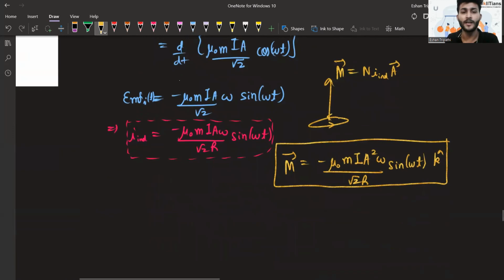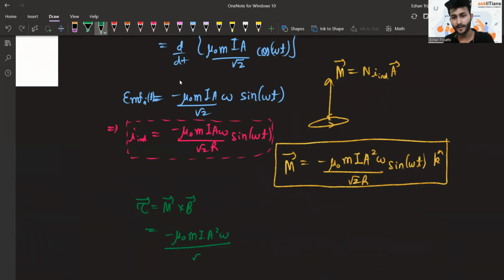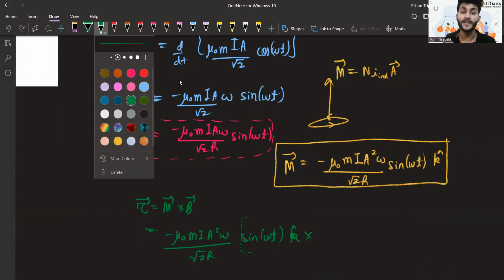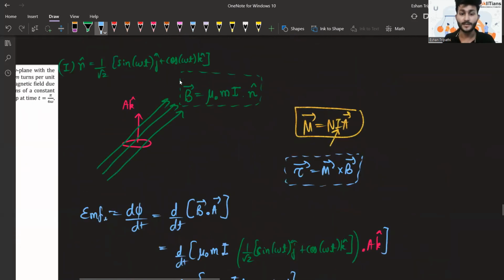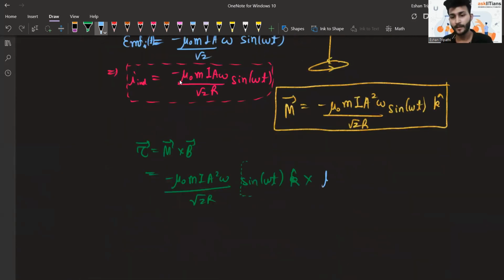We have found out the magnetic moment. We will find out the torque. Torque comes out to be M cross B. Magnetic moment, this, take its cross product. Minus mu naught M I A square omega divided by root 2 R into sin omega t. I know, very lengthy expression. K cap. Cross product with this, basically you have to take cross product with magnetic field vector. Magnetic field vector is what? Magnetic field vector is this mu naught M I into N cap.